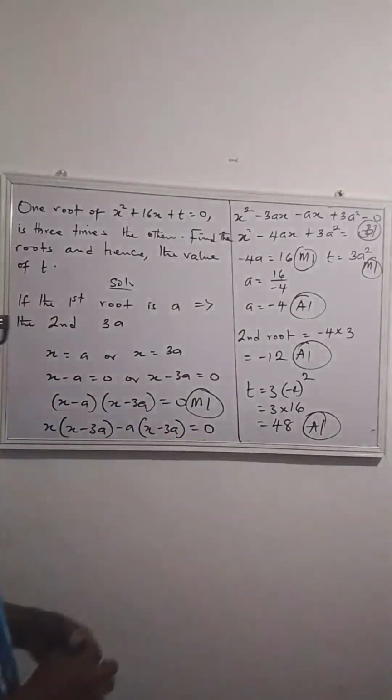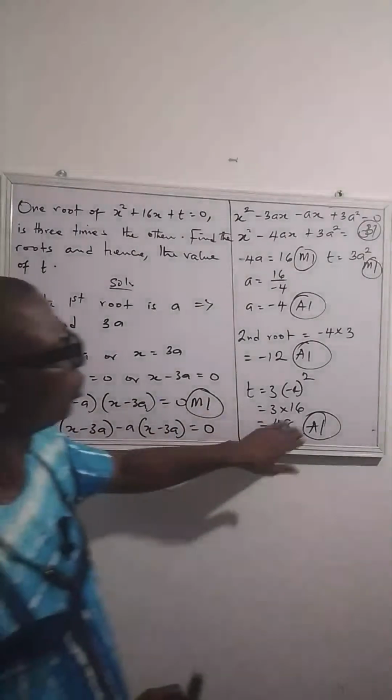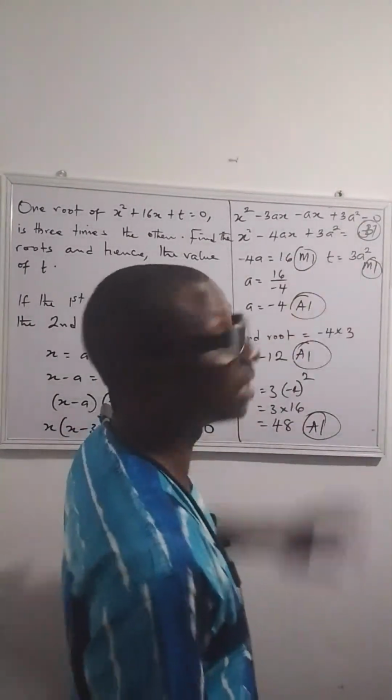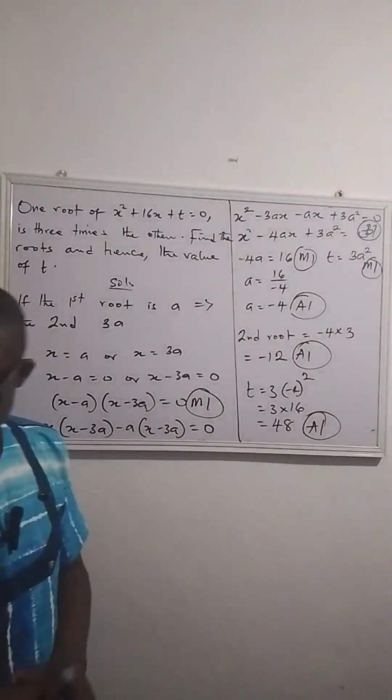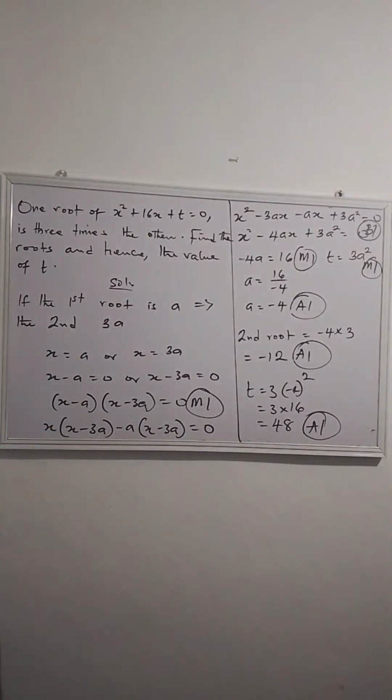So how many marks altogether? We have 1, 2, 3, 4, 5, 6, 7. So we have 7 marks altogether. So that's how to solve that problem.